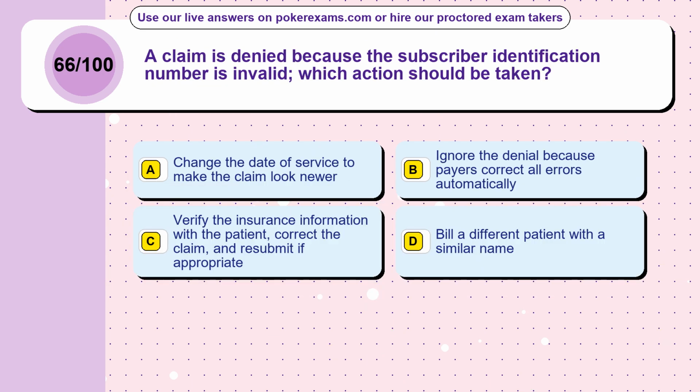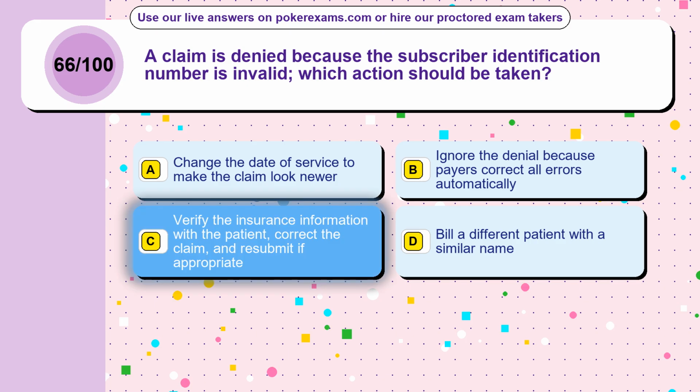Question 66. A claim is denied because the subscriber identification number is invalid. Which action should be taken? Option A. Change the date of service to make the claim look newer. Option B. Ignore the denial because payers correct all errors automatically. Option C. Verify the insurance information with the patient, correct the claim, and resubmit if appropriate. Option D. Bill a different patient with a similar name. The correct answer is option C.